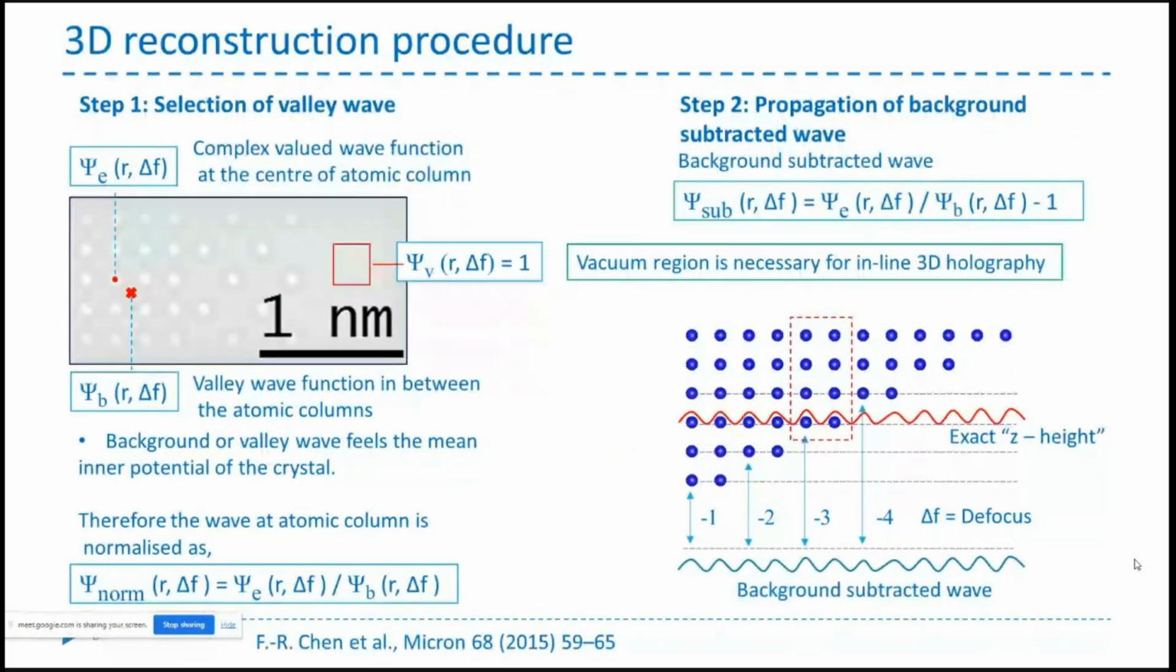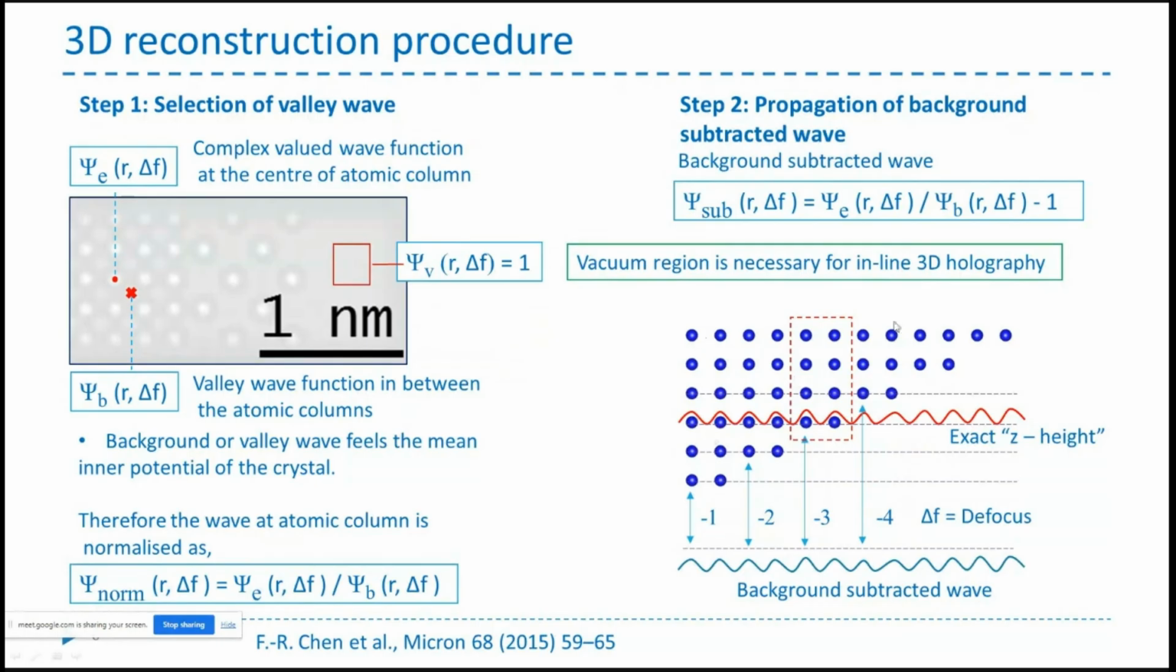I gave the reference here. As you increase the specimen thickness, your valley wave changes, and so does the column wave. With increasing thickness, your valley wave should be 0, no? If it's not 0, it should at least be the same everywhere. But it is not the same when you are not using a Cc-corrected machine, meaning chromatic aberration. So first we need to normalize the column wave. You see the equation here: the column wave is normalized with respect to the valley wave, and then it is subtracted from the background wave. That is your background subtraction.